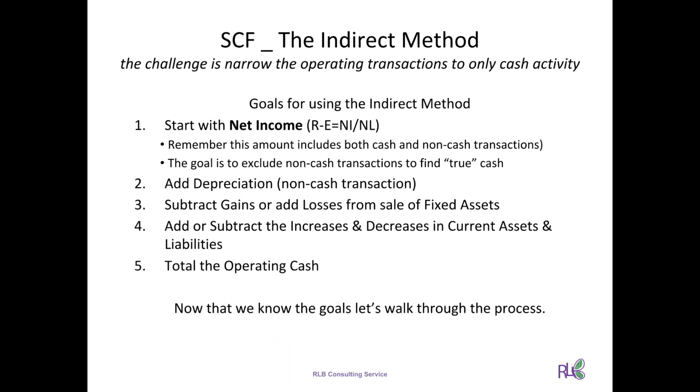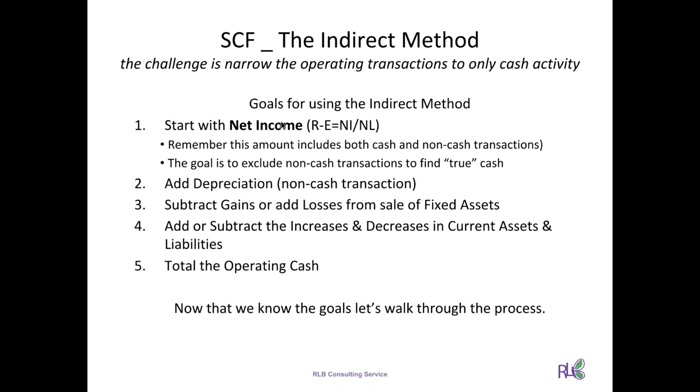The challenge in the indirect method is to narrow down your transactions to what were the cash transactions. The best way to do this is when you have the information, ask yourself, what was my original journal entry? What did I originally debit? What did I originally credit? That will tell you if the item is cash related or not.